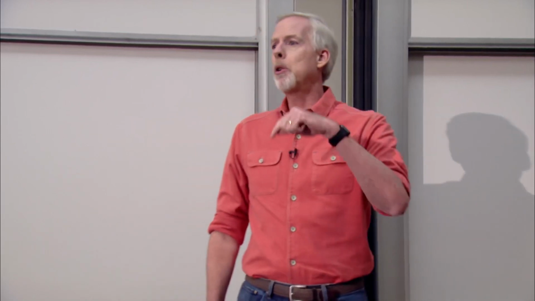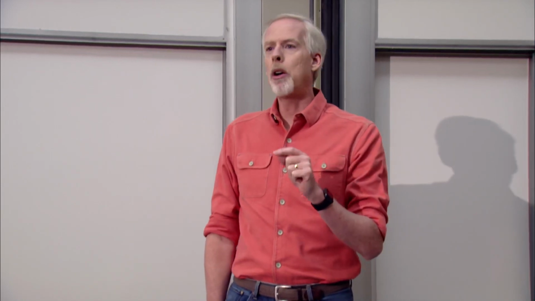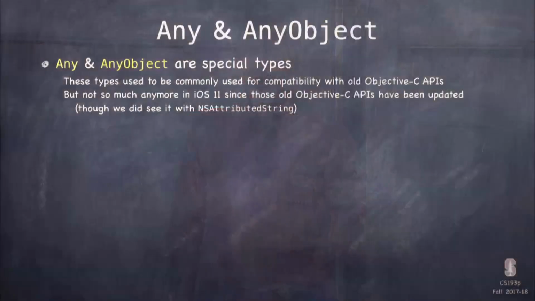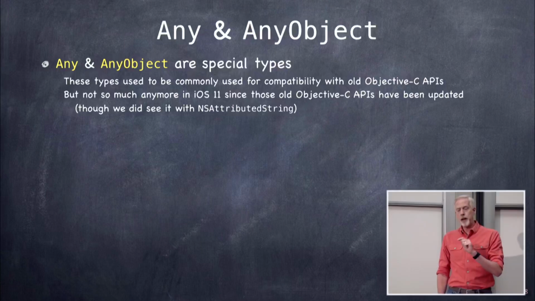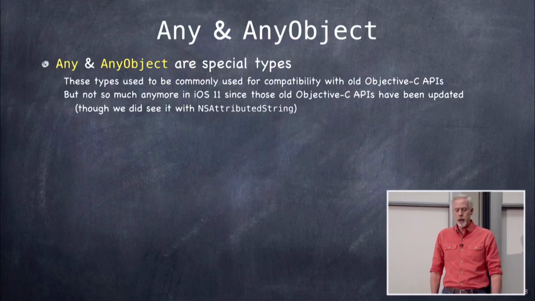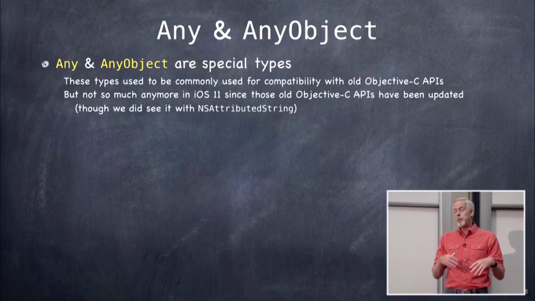All right, I want to circle back now to any. Okay, this type any that we saw with NS attributed string dictionaries. There's also another one called AnyObject, which is exactly the same as any. It's just for classes only. AnyObject is the any of classes only. And I told you that any means you don't know what type it is. It could be any type.